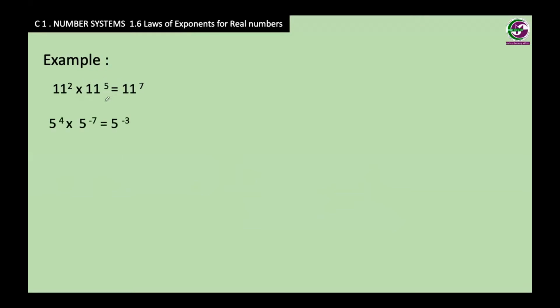Next one with a negative sign, 5 power 4 times 5 power negative 7. What is the answer of 4 plus negative 7? You know, when you have a plus and minus, you have to subtract them. So your answer is negative 3, because we put the sign of the larger number. So your answer is 5 power negative 3, which can be written as 1 by 5 power 3.